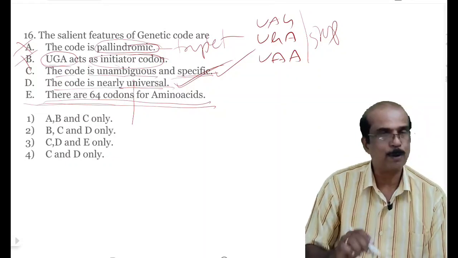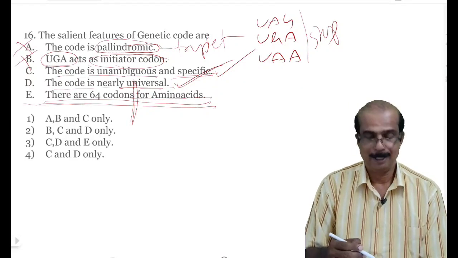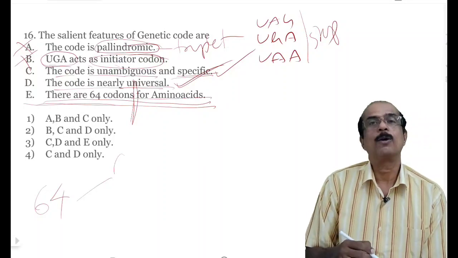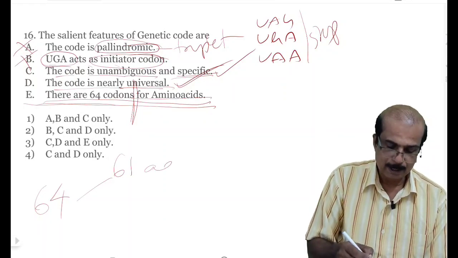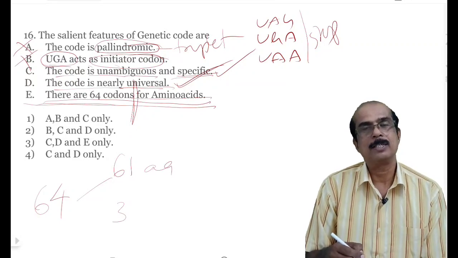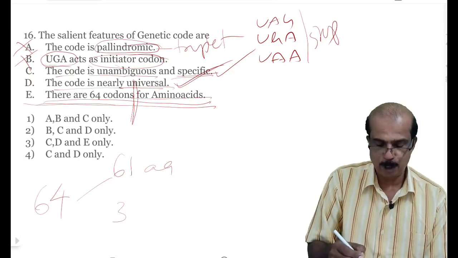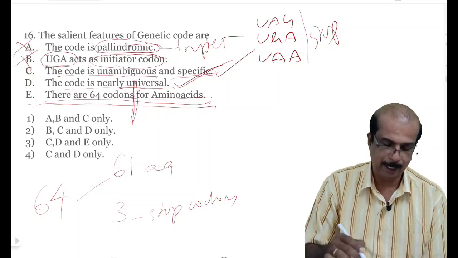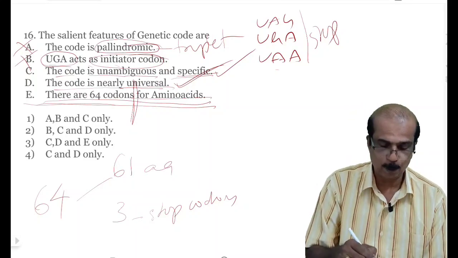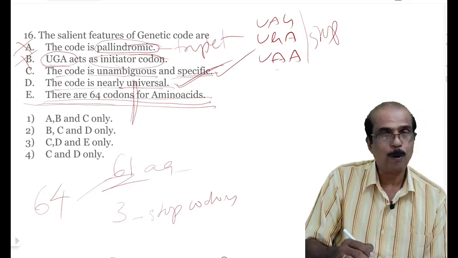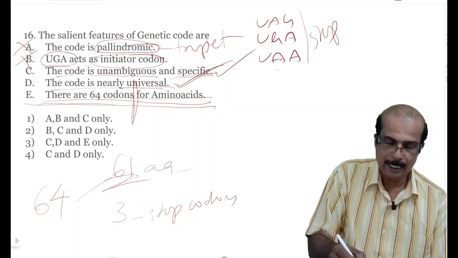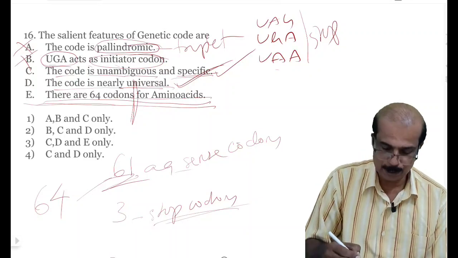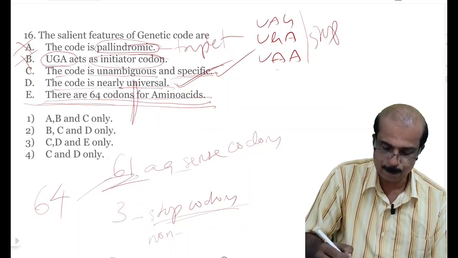Totally, there are 64 codons, of which 61 code for amino acids. 3 do not code for amino acids. The codons which do not code for amino acids are called stop codons, UAG, UGA and UAA. The 61 codons which code for amino acids are called sense codons. The stop codons which do not code for any amino acid are called nonsense codons.